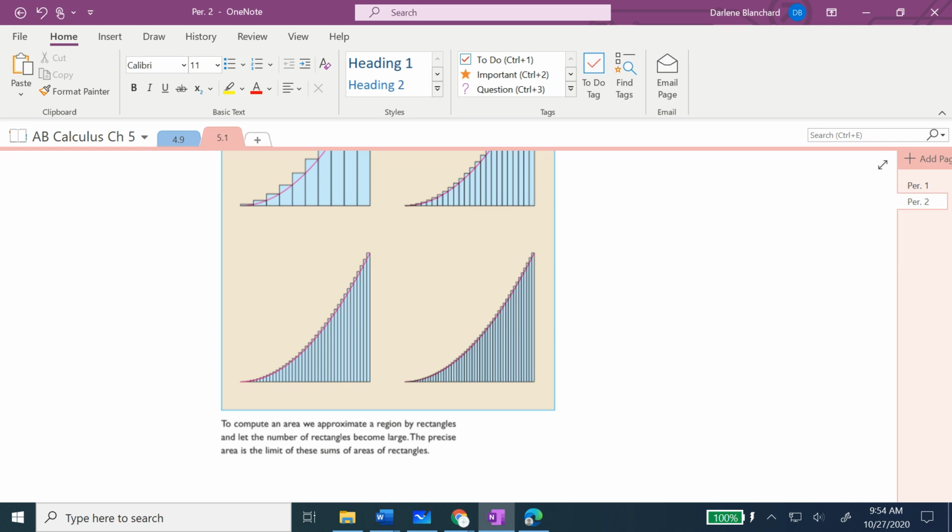You might be asking, why rectangles? Because they are definitely not ideal to use in approximating area under a curve.